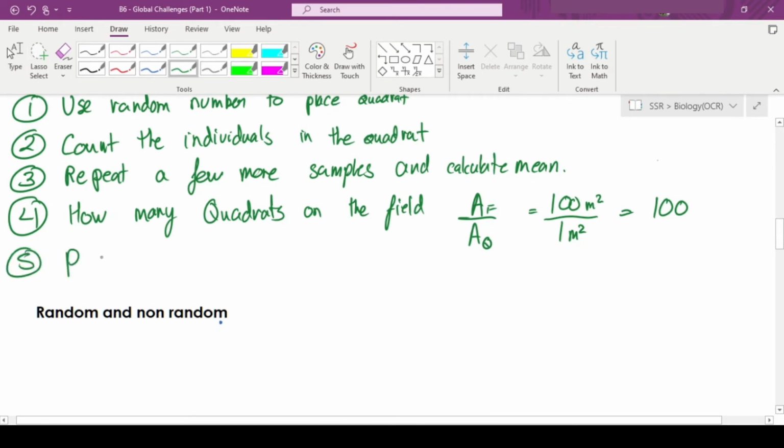So what we can do then is use a formula that the population is going to be the average, or the mean number of individuals in one quadrat, multiplied by the number of quadrats on the field. So we're going to assume that every quadrat on the field has the same number of individuals, and therefore that will give us the total population.